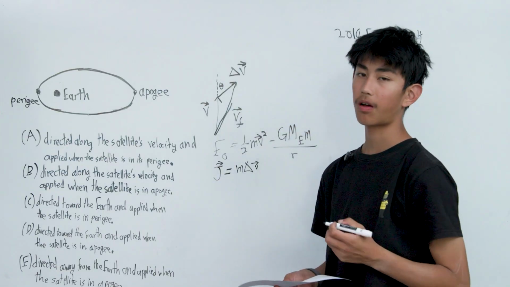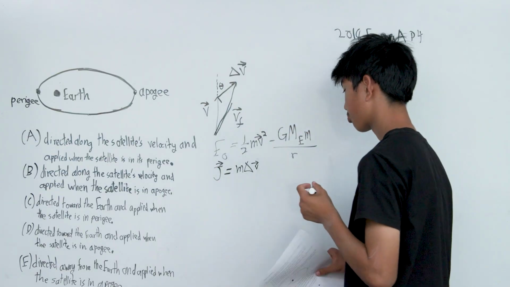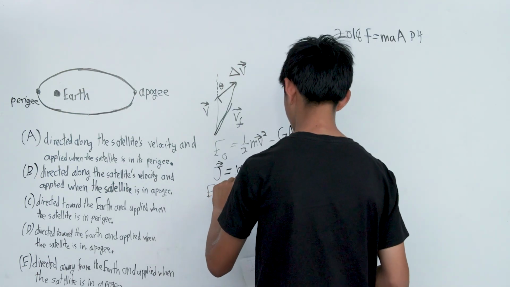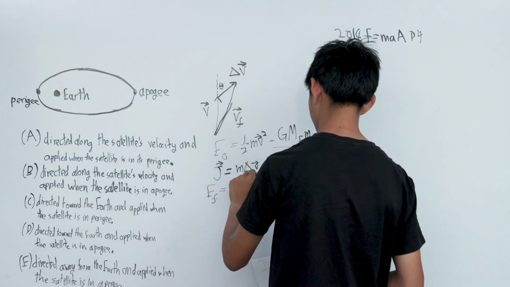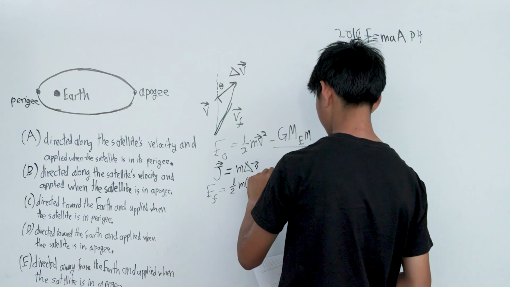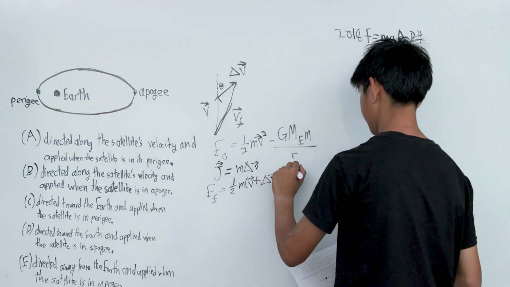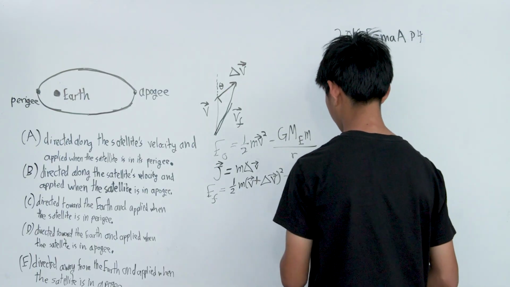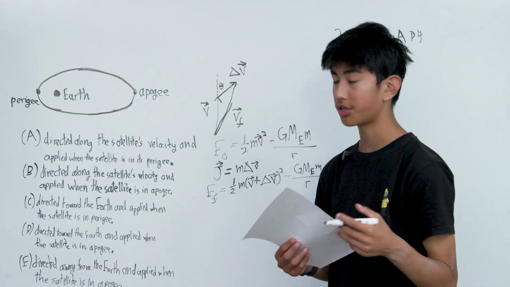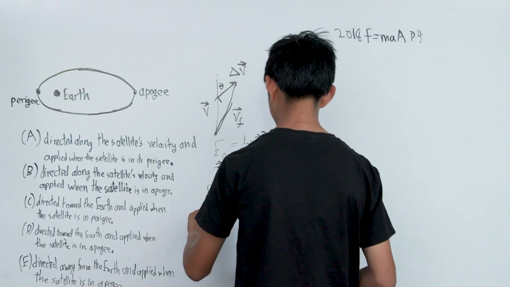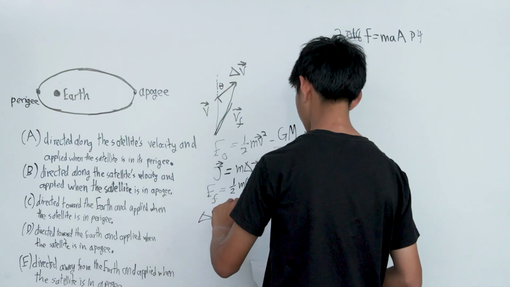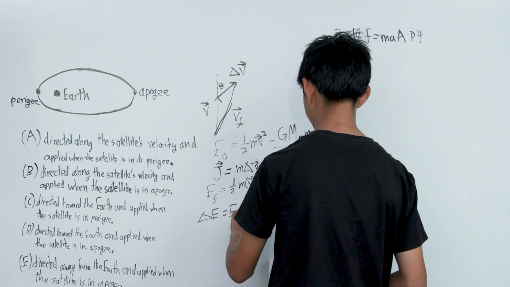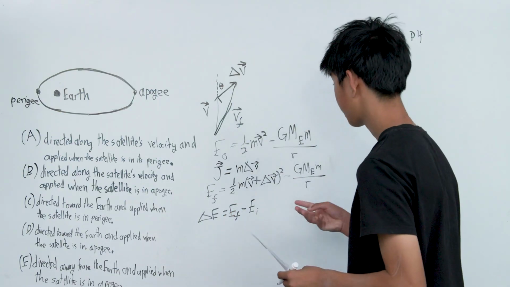Then we can find the final energy. So the final energy is equal to 1/2 m (v plus delta V) squared minus G m sub E times m over r. And in order to maximize the energy, we need to maximize the change in energy, or the final energy minus the initial energy. So we want to maximize this.